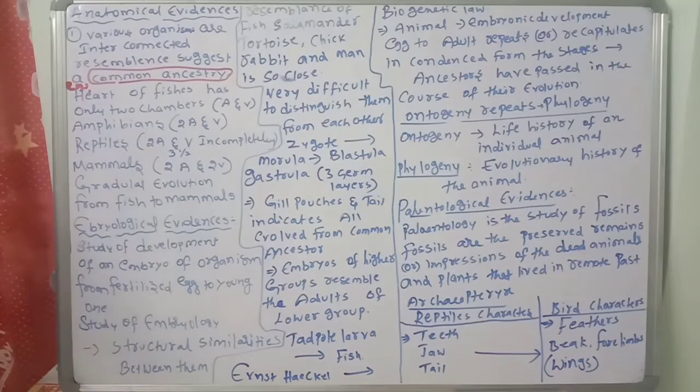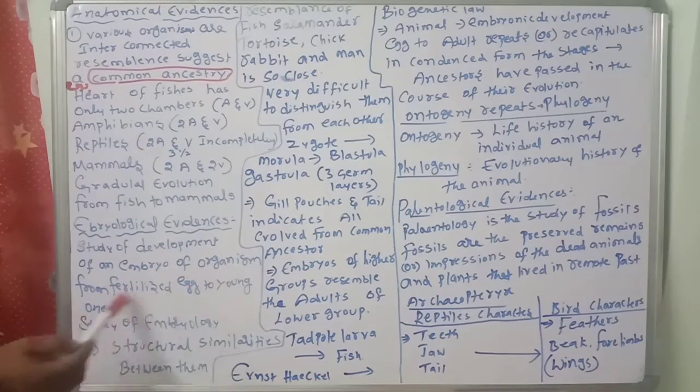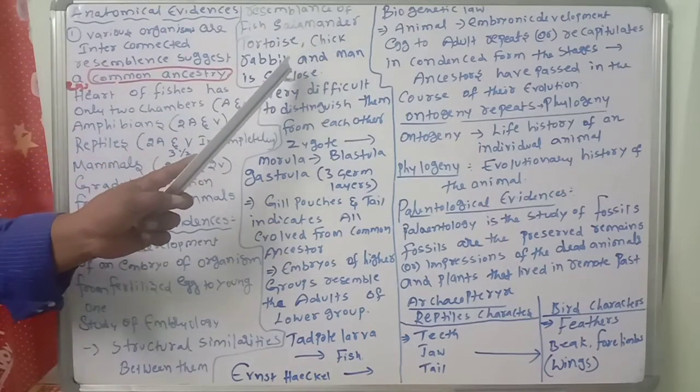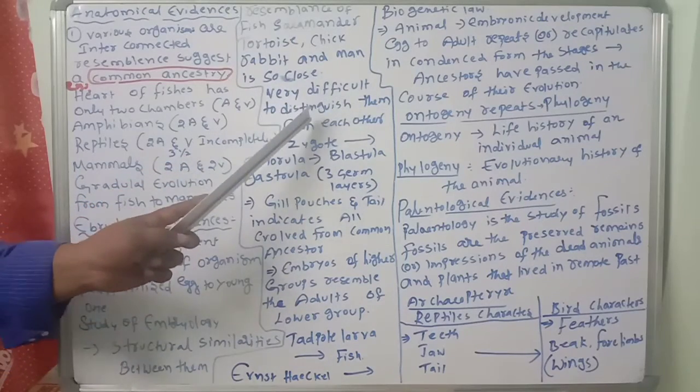Embryological evidences: study of development. What is embryology? The study of development of an embryo of an organism from fertilized egg to young one. The study of embryology is very important. Structural similarities are there between the vertebrates. For example, you see fish, salamander, tortoise, chick, rabbit and man. The embryos are so close, they are very difficult to distinguish from each other.